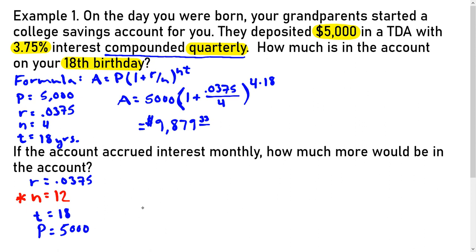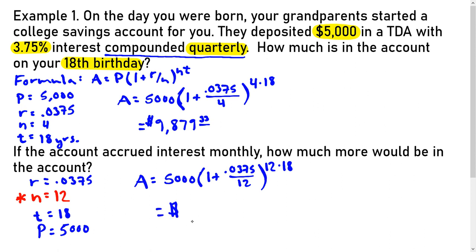Okay, so how much is in this account? Well, plug and chug. A equals P, so that's 5,000, times 1 plus 0.0375 over now 12 because it's monthly, raised to the 12 times 18. Okay, so let's go and plug that into your calculator. You should end up getting $9,809.83.